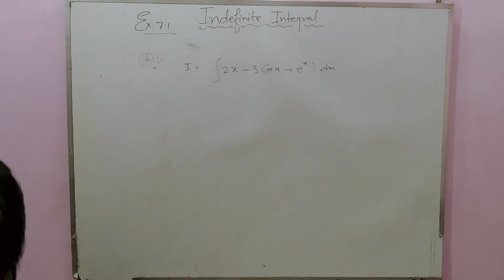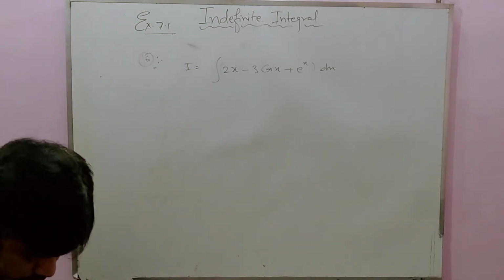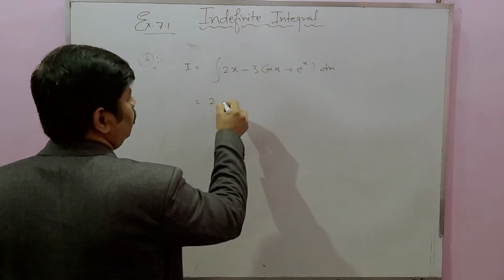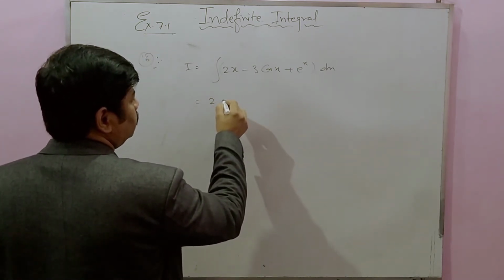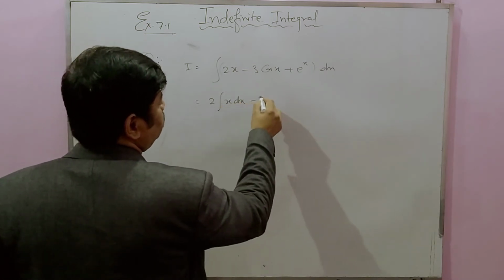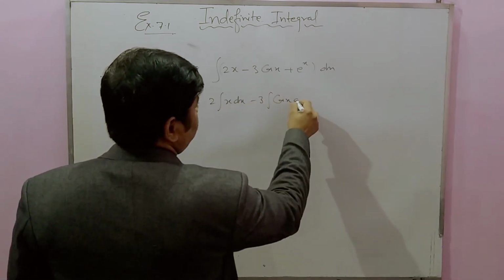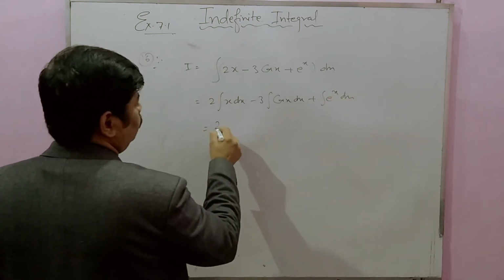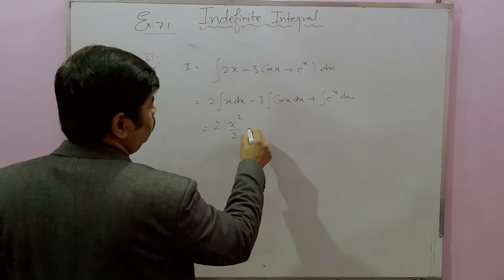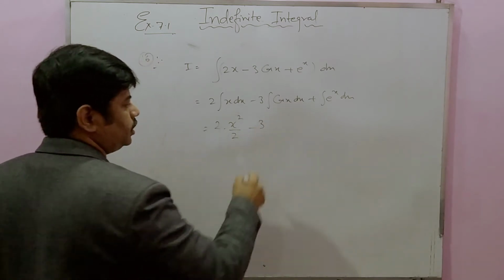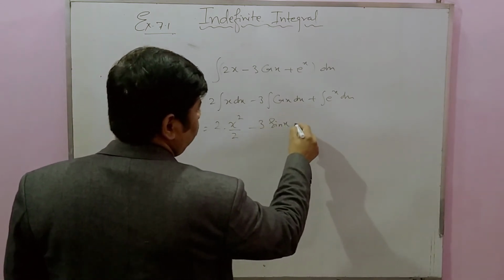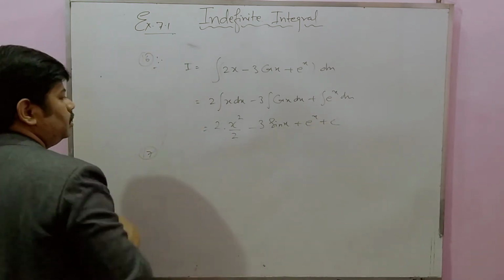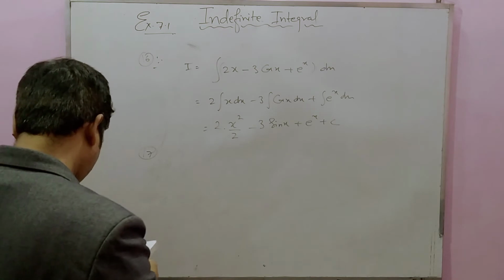Now the next question is... we can write this by separating it: integration of 2x dx minus 3 integration of cos x dx plus integration of e to power x dx. The integration of 2x is x square upon 2, minus 3 times the integration of cos x, which is sin x, plus e to power x plus c. This is your answer to question 16.